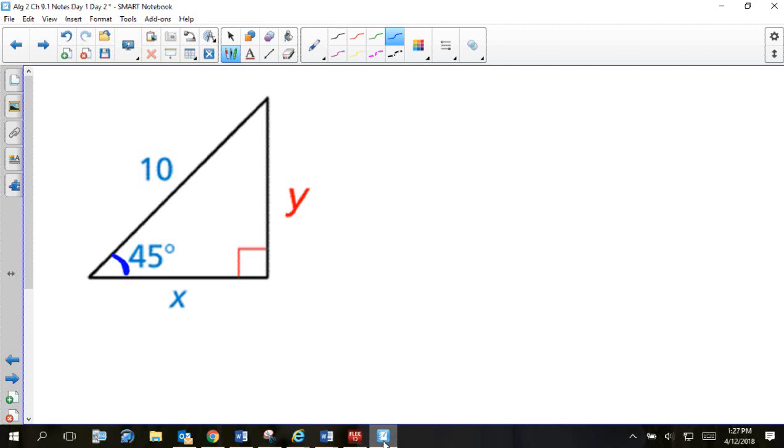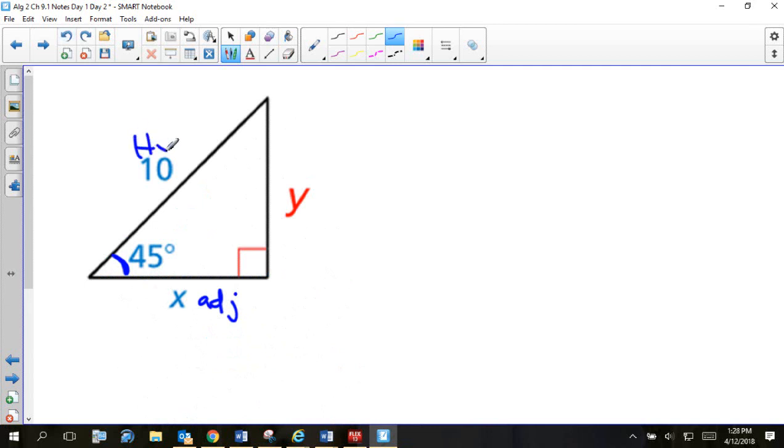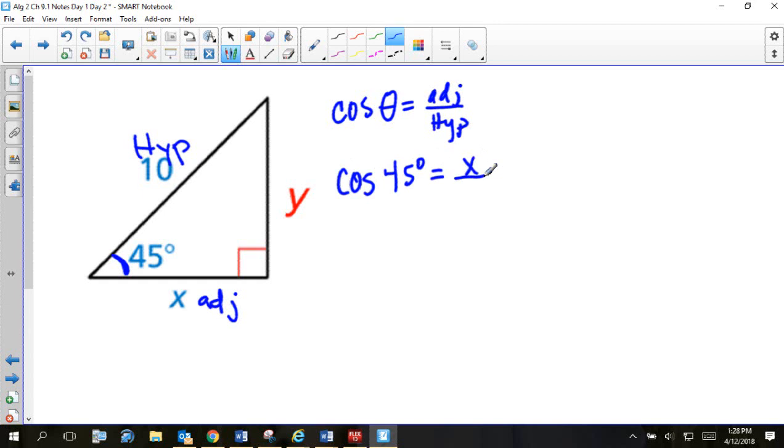According to 45 degrees, what side is the x? That is the adjacent side. According to the 10 that I was given, what side? According to 45, what side is 10? Oh, man. I've gotten it. So now we have what trigonometric ratio? Cosine of theta equals adjacent over hypotenuse. So the cosine of 45 degrees is equal to x over 10.